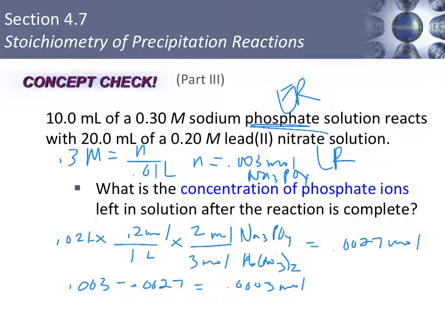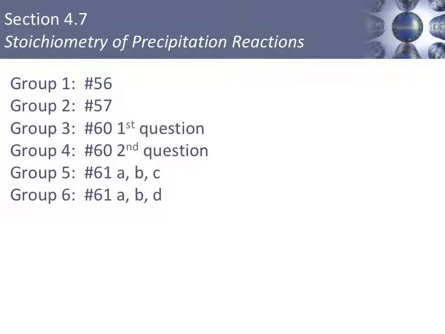And now that is in a total volume of 30 milliliters again, so 0.03 liters. That gives us a 0.010 molar concentration. And that is also the concentration of the phosphate ion, because there is just one phosphate ion in our chemical formula. So now give these problems a try, and we will whiteboard them tomorrow.